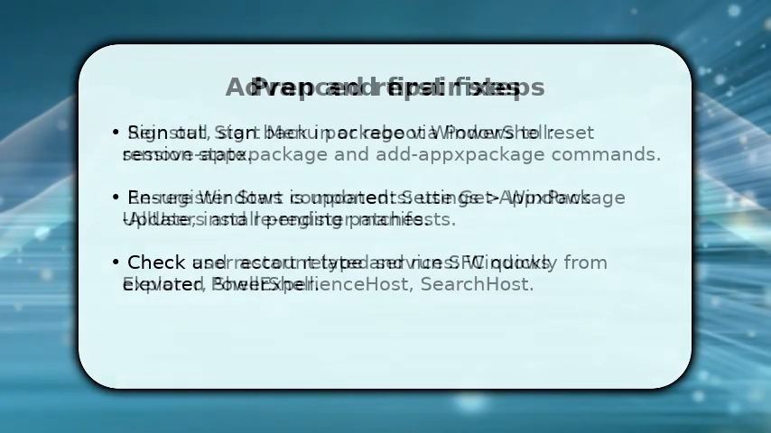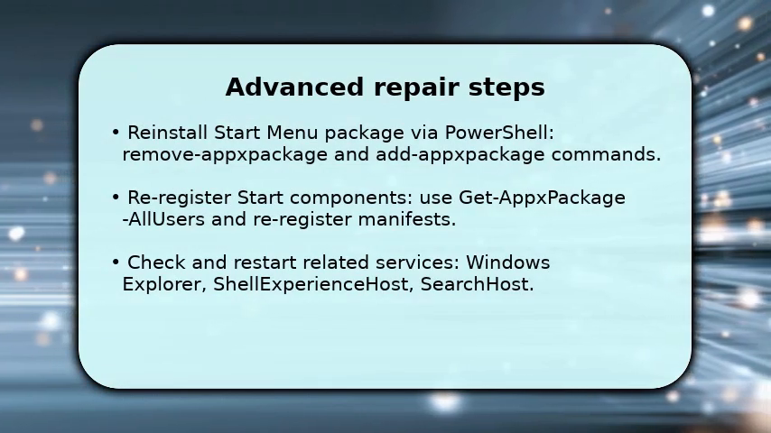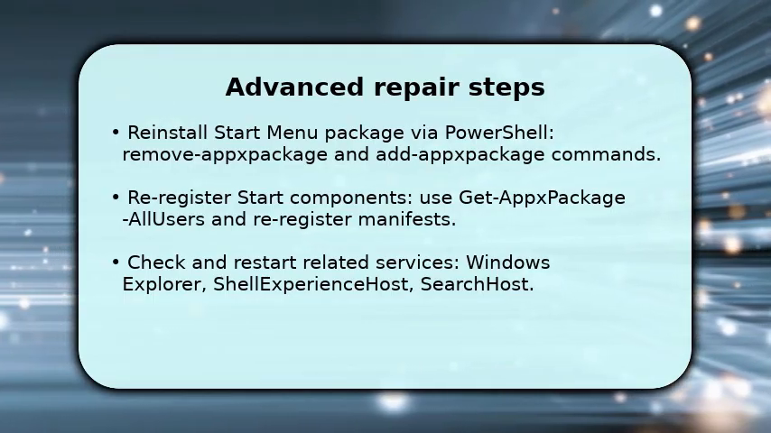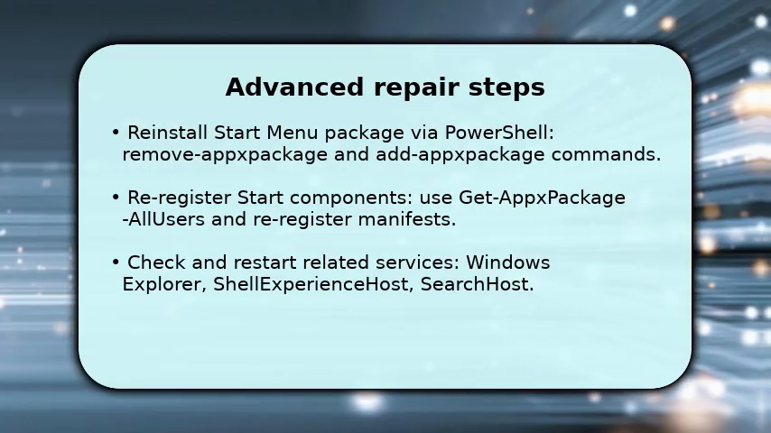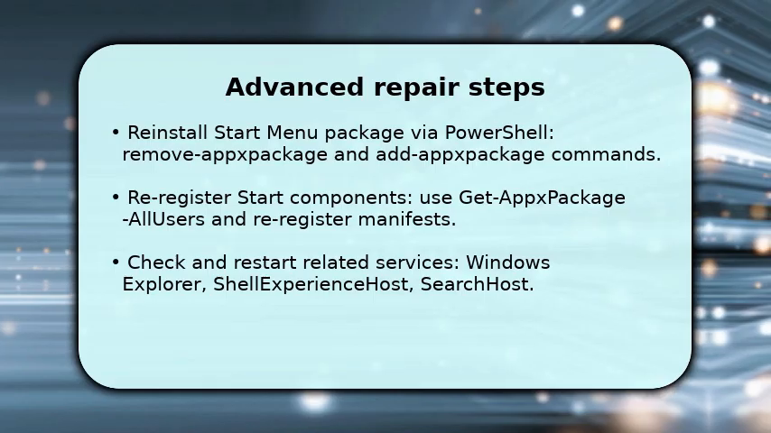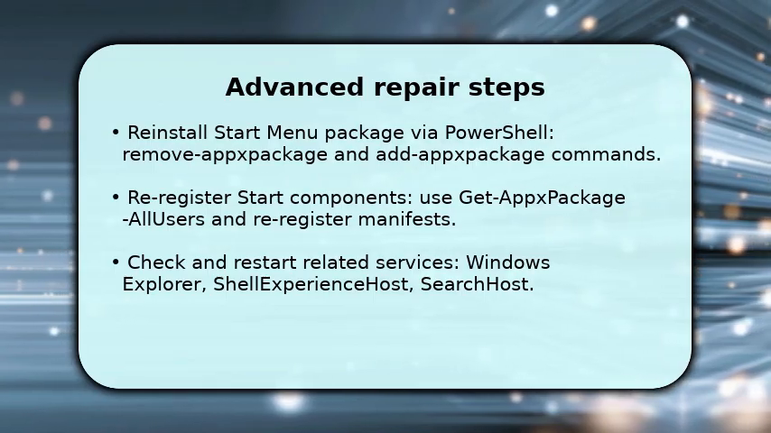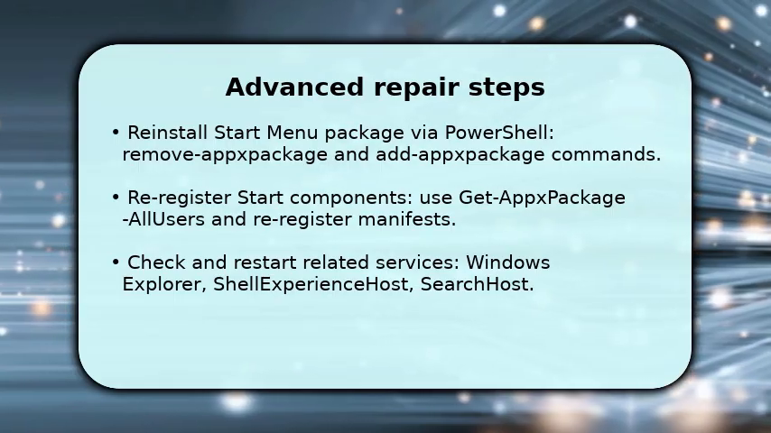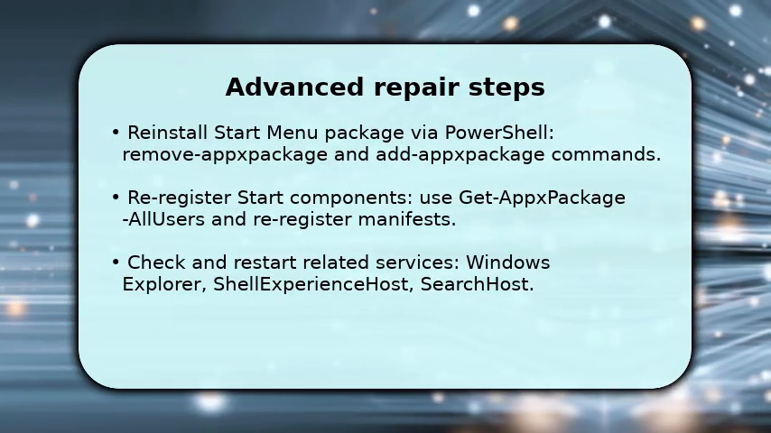Now address Start as an app. Open elevated PowerShell and identify Start and Shell Experience Host packages. Remove and then reinstall them to reset their state. If reinstallation fails, re-register all app packages using Get-AppxPackage -AllUsers and Add-AppxPackage with the package manifest. This refreshes tile and identity metadata.